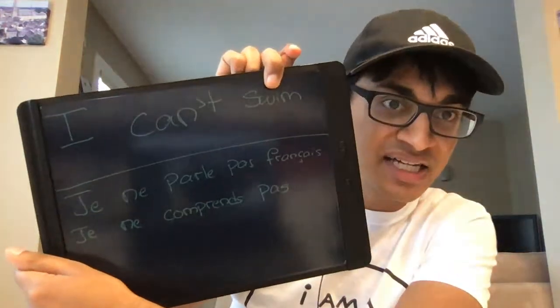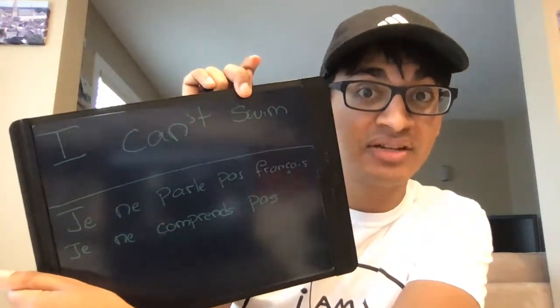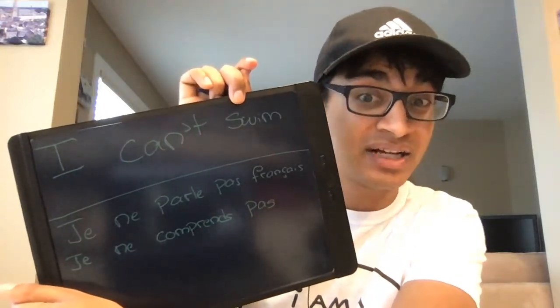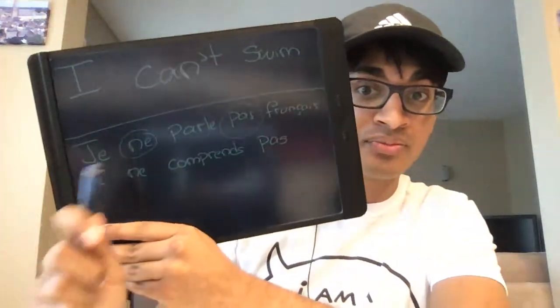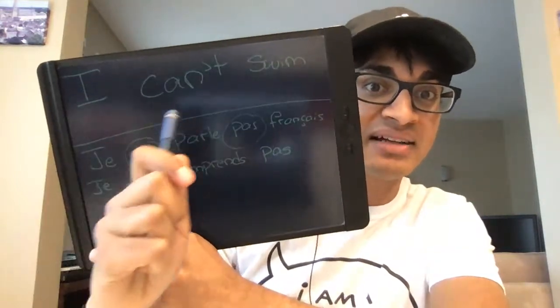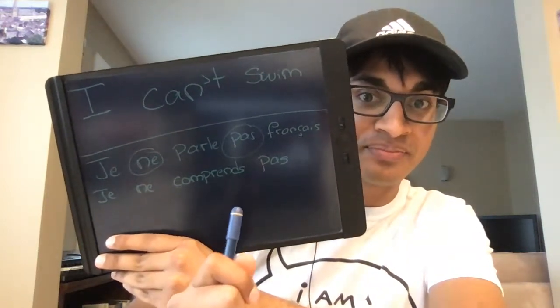I told you anytime we have a negative sentence, anything with don't, I don't speak French, I don't understand, I can't, we're always going to have this ne and this pas, right? I told that to you. So when we say I can't swim, you're going to need this ne and this pas, okay? Let me erase this here. Let's break this down together.